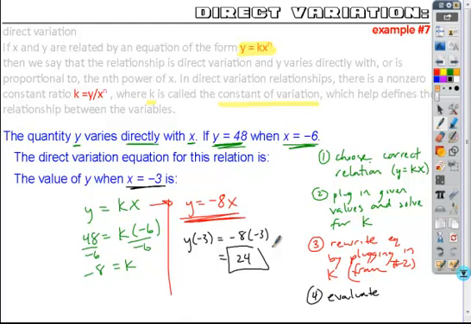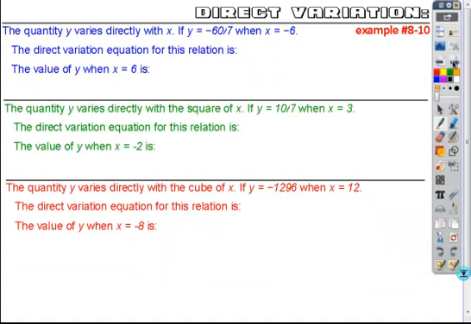Now, as far as the types of problems you're going to see here, the variation could be direct or inverse, and it might be directly with x squared or with x cubed. I'm going to do this top problem, and give you a few more minutes to work on the other ones, but I just want to make sure you can follow the process. The first thing is to identify what type of variation you have. Direct variation begins with the form y equals kx. This one just says with x, so it's y equals k times x to the first.